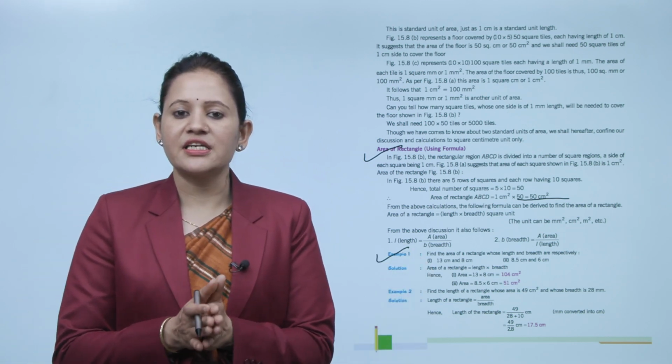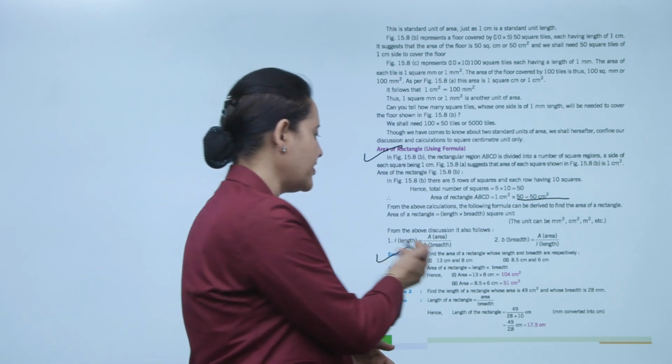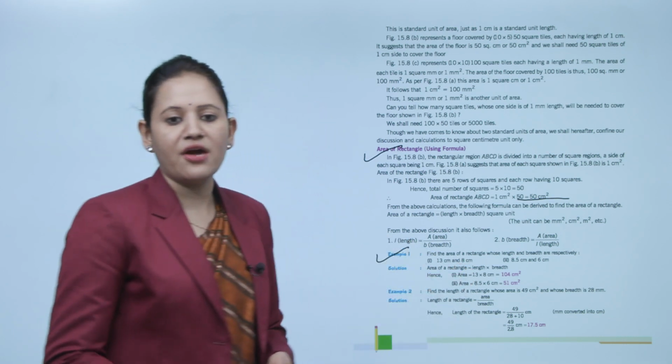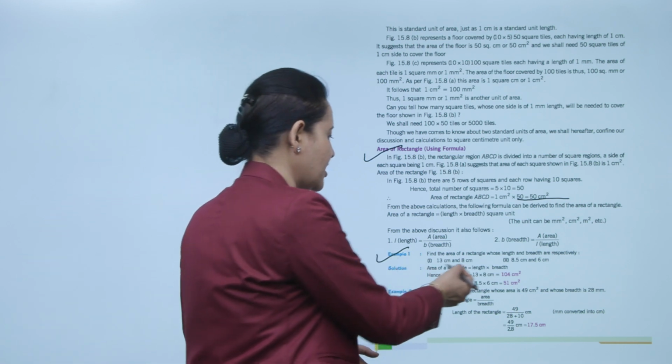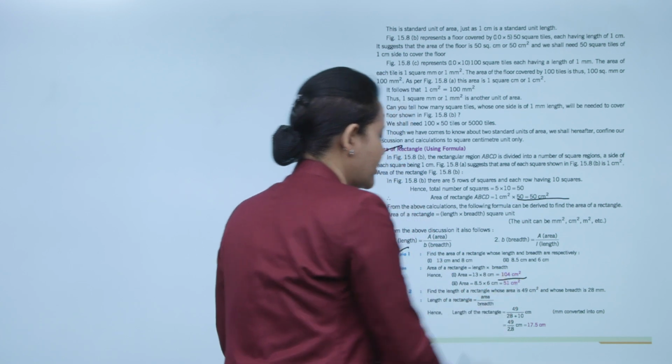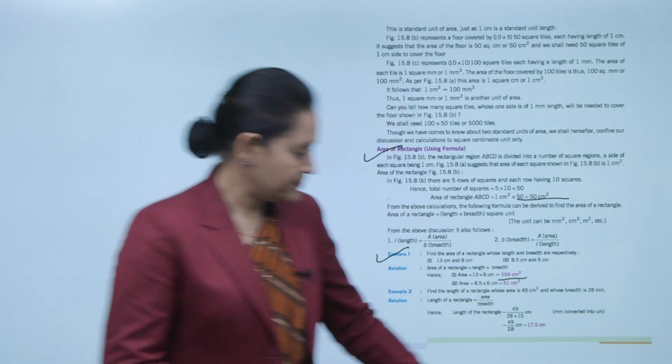Find the area of the rectangle whose length and breadth are respectively given: 13 centimeter and 8 centimeter. We have to find the area. As we know, area equals length into breadth, 13 into 8, that is 104 centimeter square. That is the area of the given rectangle.